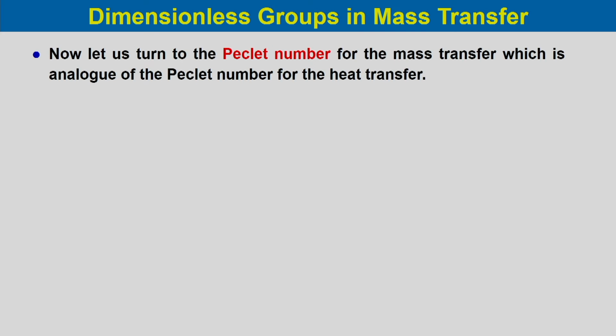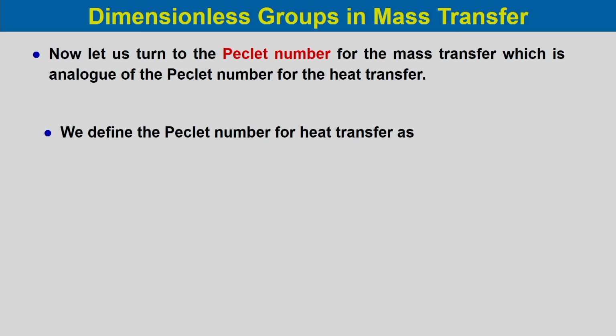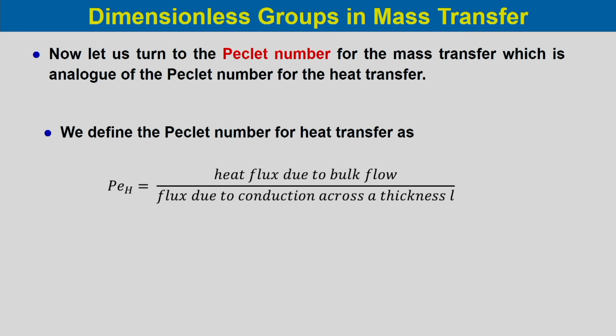Now, let us turn to the Peclet number for mass transfer, which is the analog of the Peclet number in the case of heat transfer. We define the Peclet number in heat transfer as the heat flux due to bulk flow and the flux due to conduction across a thickness L.